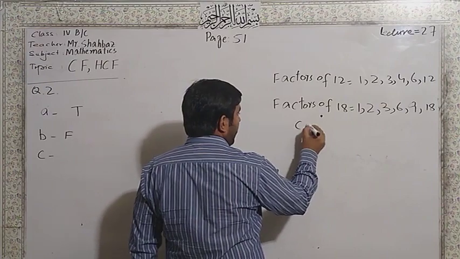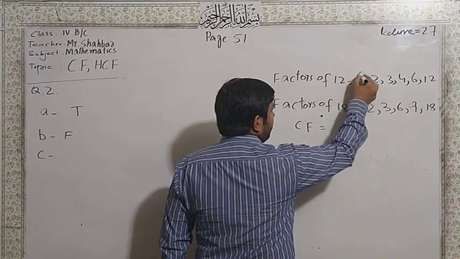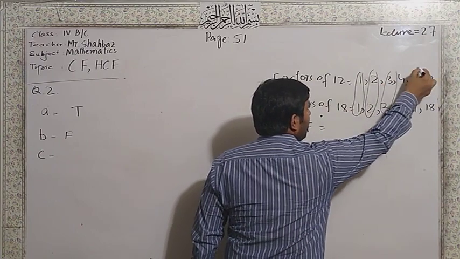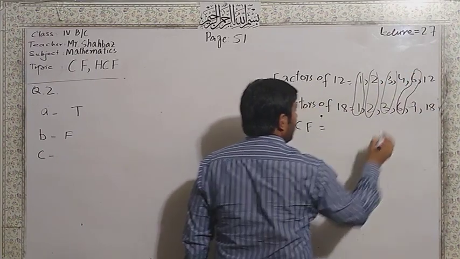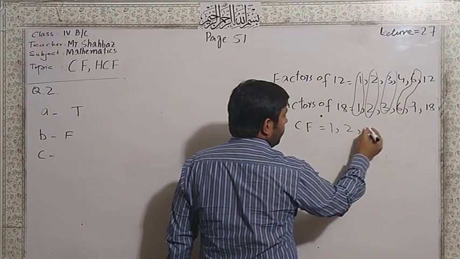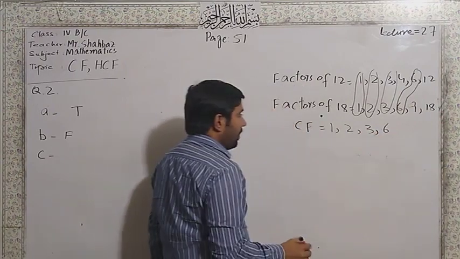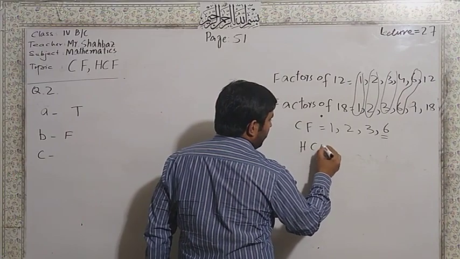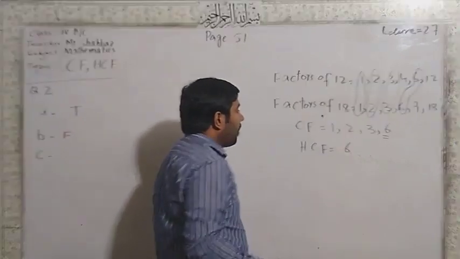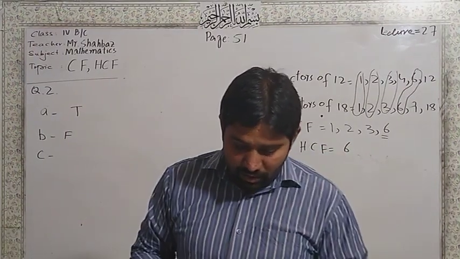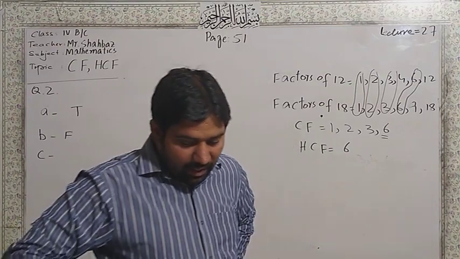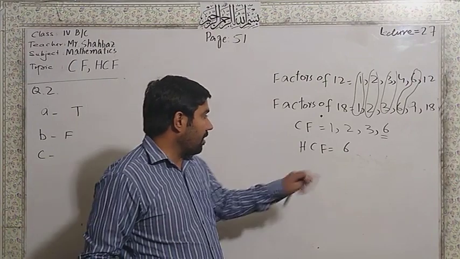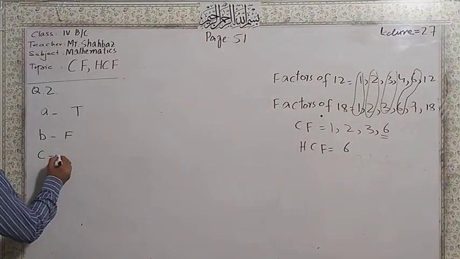Now you have to write the common factors: 1, 2, 3 and 6. Which one is the highest common factor? 6. HCF is 6. But in the statement, he said that 3 is the highest common factor of 12 and 18. It means this is wrong. False.